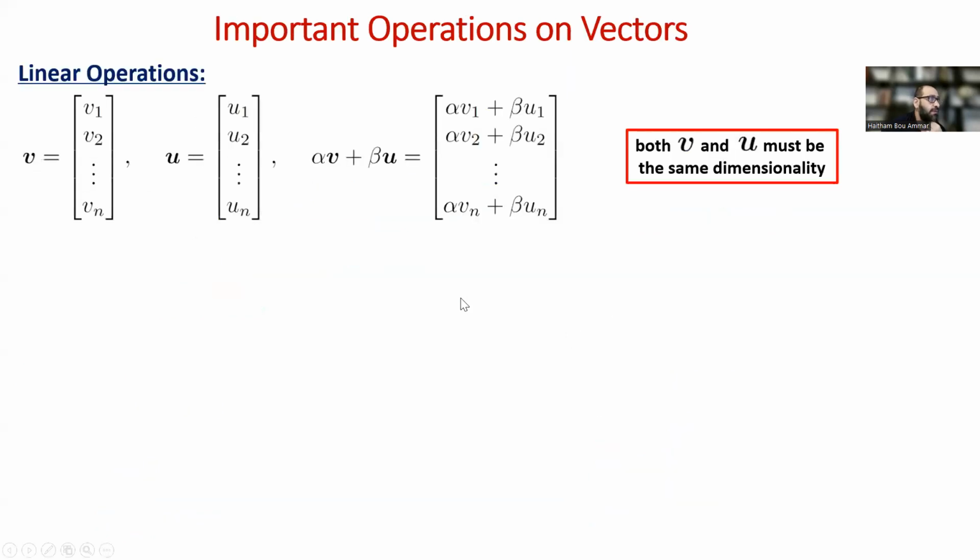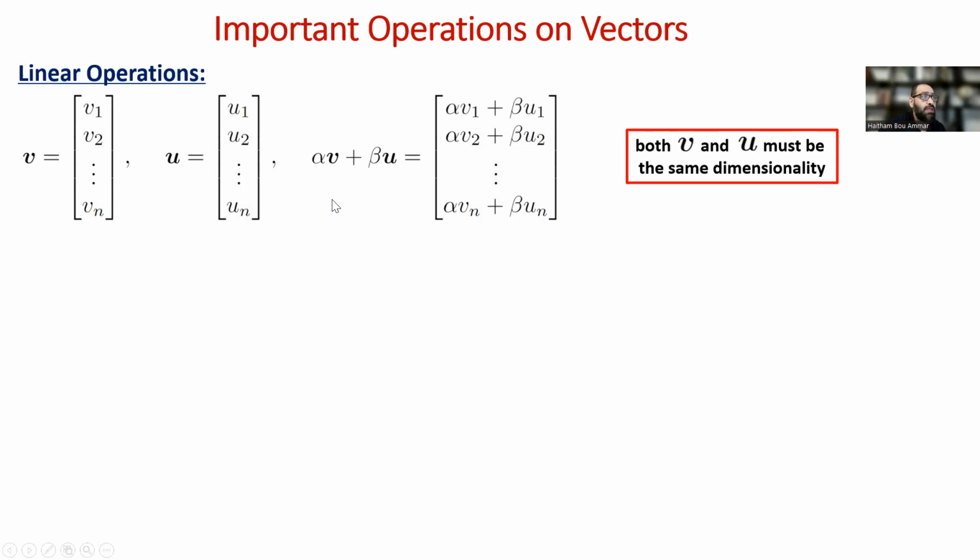Now, there are important operations you can actually perform on those vectors. Imagine I give you 2 vectors. Let's say I give you a vector v and a vector u. That vector v has v1, v2 up to vn, so it has n dimensional components. Again, the reference beginning point is 0. And the vector u has u1, u2 up to un.